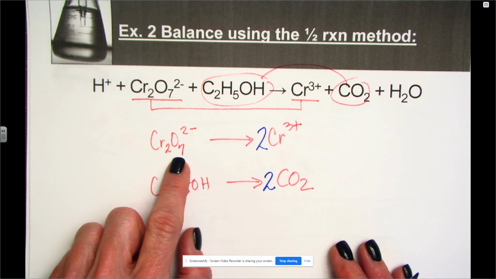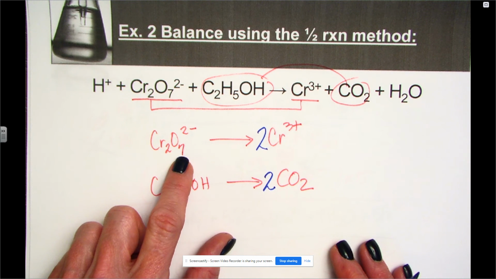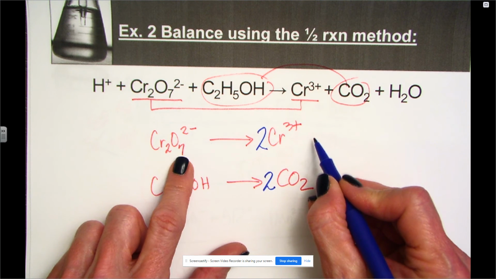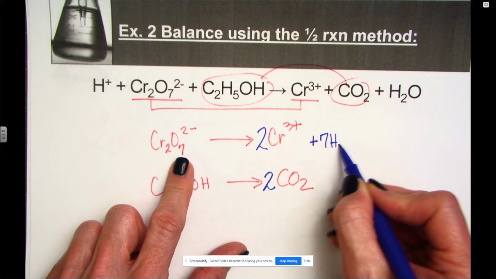So now let's balance the oxygens. So I have 7 oxygens here. Now remember, you balance your oxygens by adding water molecules. So I have 7 oxygens, so I'm going to say plus 7 water molecules.